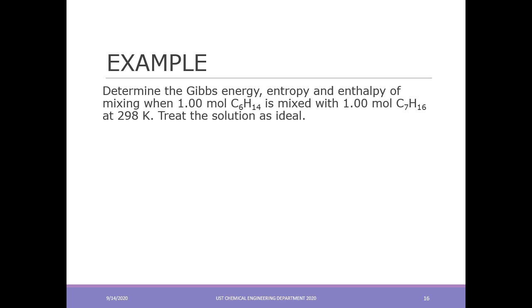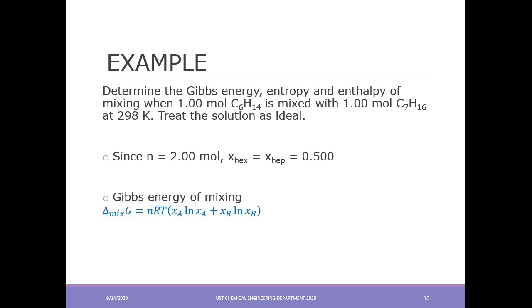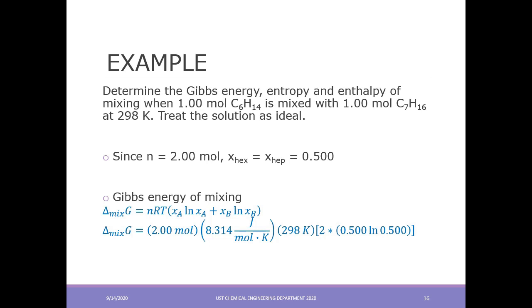Let us consider this example. Determine the Gibbs energy, entropy, and enthalpy of mixing when 1 mole of hexane is mixed with 1 mole of heptane at 298 Kelvin. Treat the solution as ideal. First, we know that the total moles of the mixture is just the sum of the amount of each substance. Therefore, n is equal to 2 moles. And because the substances are equimolar, the mole fraction of both hexane and heptane is 0.5. To solve for the Gibbs energy of mixing, we use this equation. Substituting known values, we get a Gibbs energy of mixing equal to negative 3.4 kilojoules.